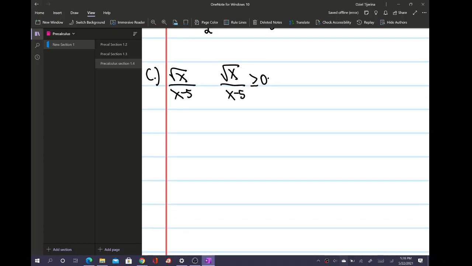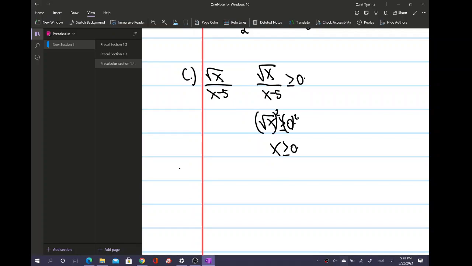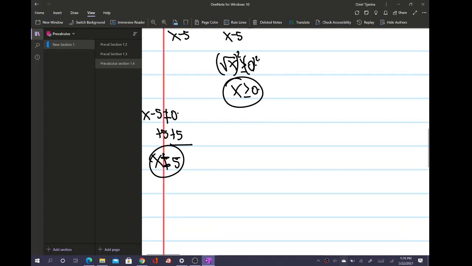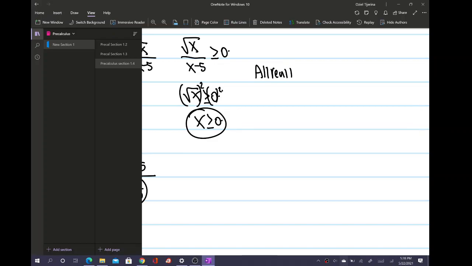This will give us square root of x greater than or equal to 0. We square both sides, we get x is greater than or equal to 0. And then the bottom part, we have to say x minus 5 cannot equal 0, right? So these are the restrictions, by the way. You have to state the restrictions. x does not equal 5. So these are the two restrictions that we have. It has to be all real numbers such that x is greater than or equal to 0 and x does not equal 5, right?